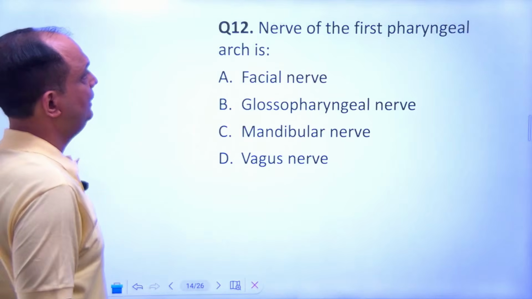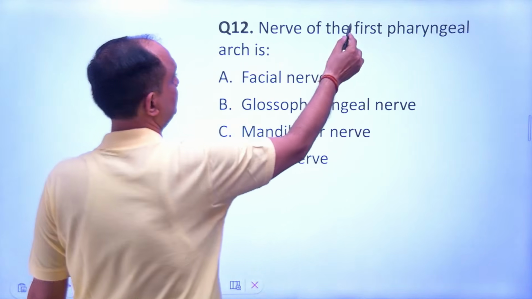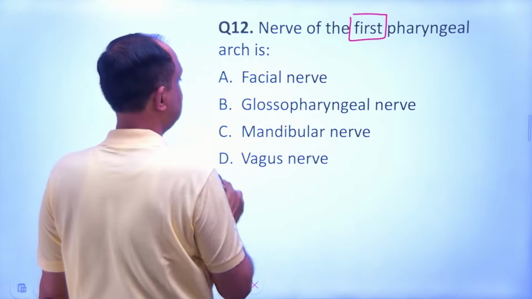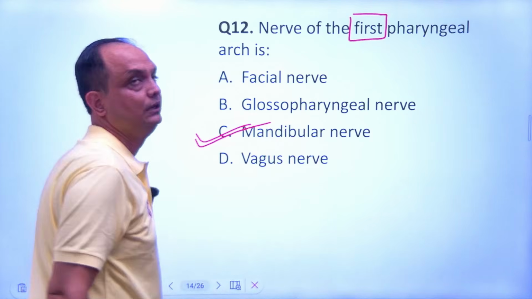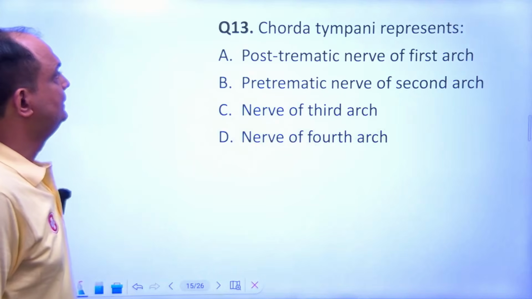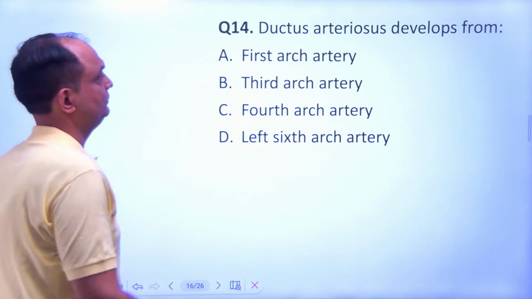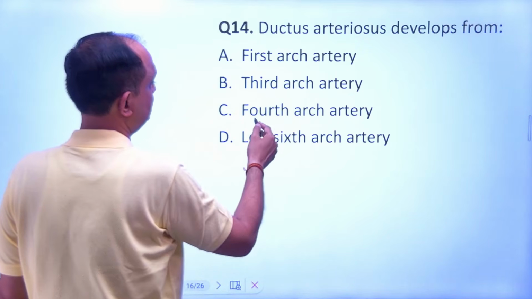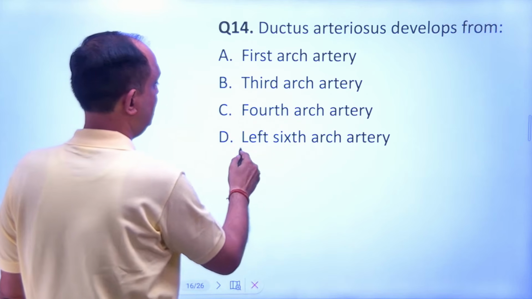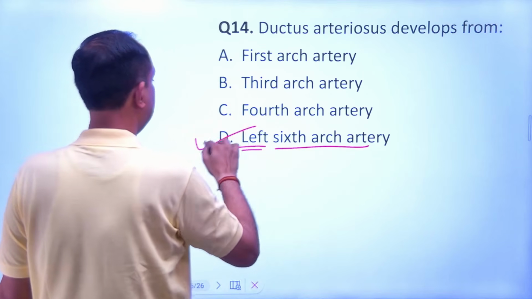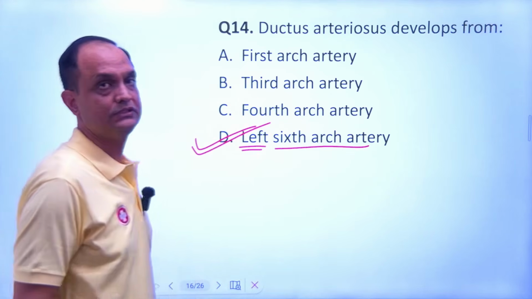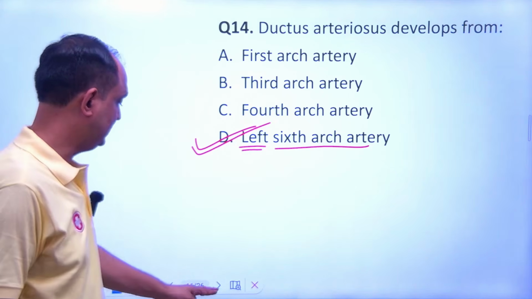Next question, nerve of first pharyngeal arch. So I just told you the first pharyngeal arch mainly has the mandibular nerve. Next question, the chorda tympani nerve. Next question, ductus arteriosus develops from first arch artery, third arch artery, fourth arch arteries, left sixth arch artery. Answer D, the ductus arteriosus is derived from the left sixth arch artery.